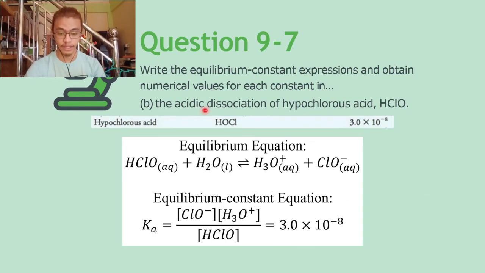Next, we have the acidic dissociation of hypochlorous acid, HClO. So here is the equilibrium equation. Once again, we only take into account the aqueous parts of the equation, which is why we have the equilibrium constant equation. Ka is equal to the concentration of the hypochlorite ions times the concentration of the hydronium ions, all over the concentration of hypochlorous acid. Since this is acidic dissociation, we could just take the value of Ka given in the table, which is 3.0 times 10 raised to negative 8.